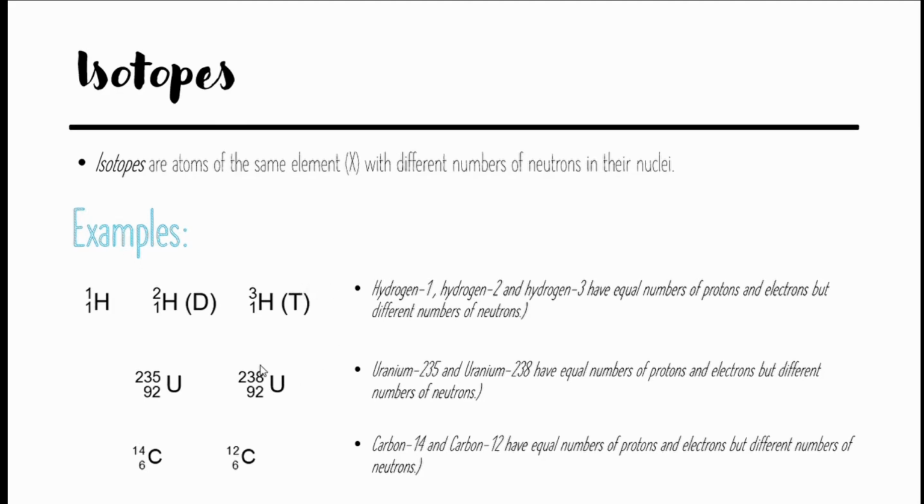Let's take another example. Uranium-235 and uranium-238. They have equal numbers of protons. And for neutral atoms, they have the same number of electrons, 92 and 92. But they have different numbers of neutrons since their mass numbers are different. Carbon-14 and carbon-12. They have equal numbers of protons and electrons for neutral atoms, but different numbers of neutrons.